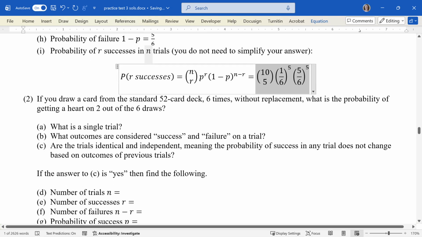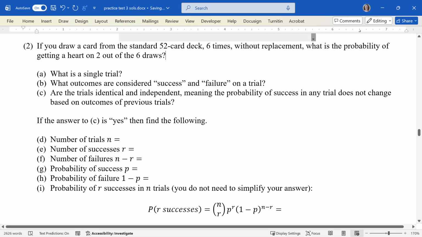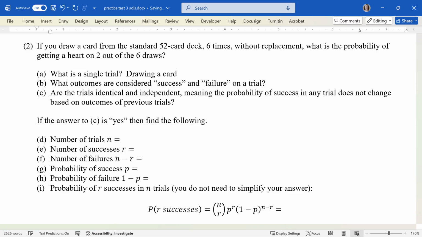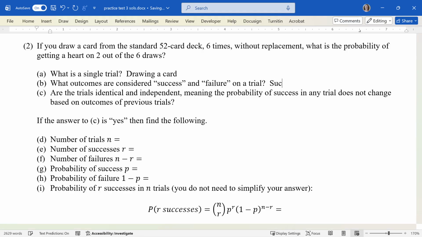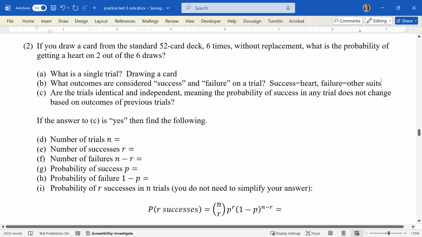All right, next one. If you draw a card from the standard 52 card deck, meaning the standard American deck, 6 times without replacement, what is the probability of getting a heart on 2 of the 6 draws? Okay, so what is a single trial? What am I doing over and over again and looking for a result? I'm drawing a card, right? So this will be drawing a card. And then what can we consider success and failure? It's what I'm trying to calculate the probability of. I'm looking for a heart, so that must be a success. Heart. So then failure is other suits, or just not a heart.